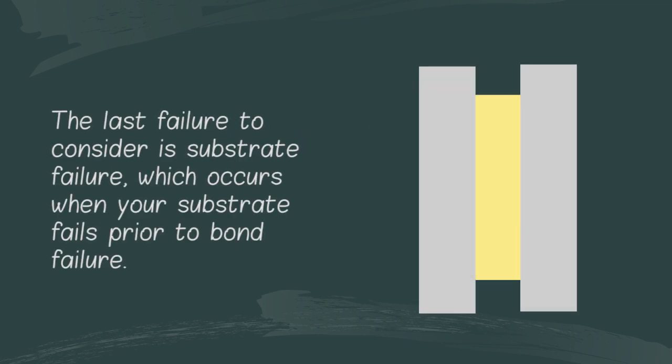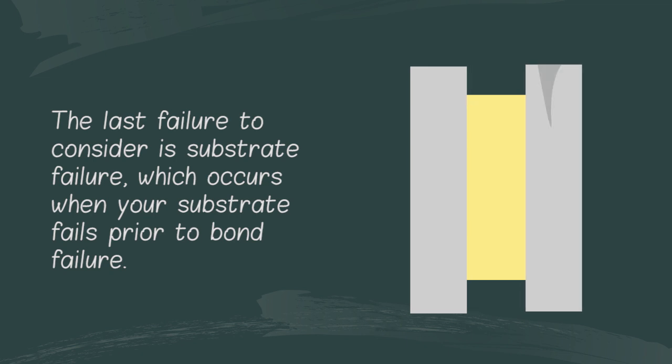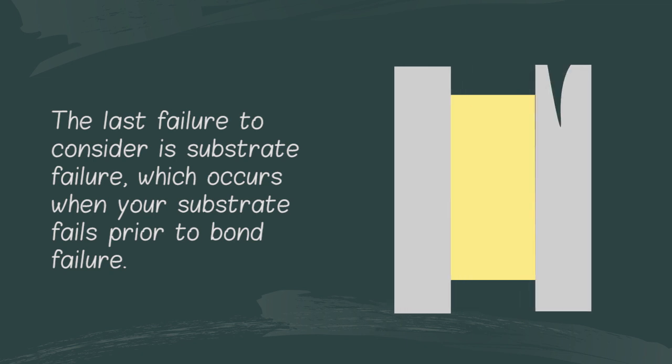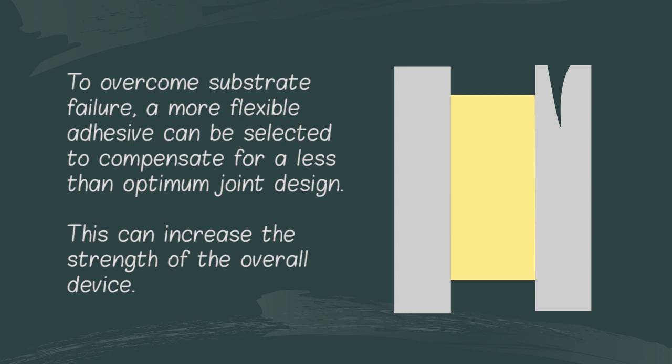The last failure to consider is substrate failure, which occurs when your substrate fails prior to bond failure. To overcome substrate failure, a more flexible adhesive can be selected to compensate for a less than optimum joint design. This can increase the strength of the overall device.